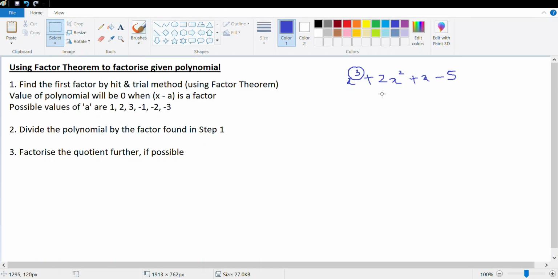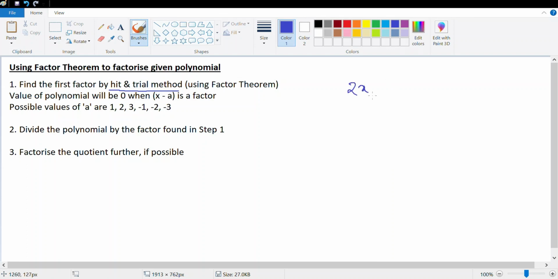Now how do we do that? First, we try to figure out the first factor. And how do we figure out the first factor? We use a hit and trial method. So how do we use the hit and trial method? We figure out the values of x which will satisfy remainder is equal to 0. So let's look at an example.